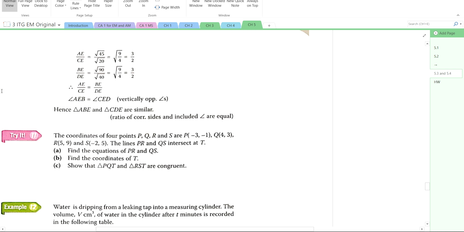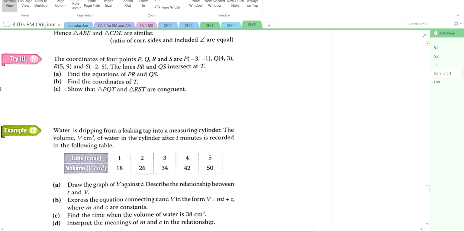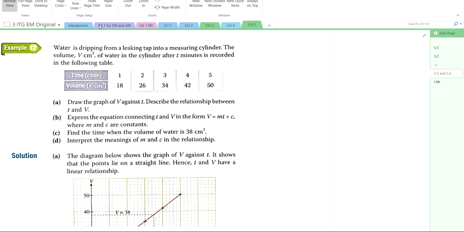Let us just do try 11, part A and part B. Okay, we're down to the last example already, with time to spare. When you read example 12, just read the question, no need to do.